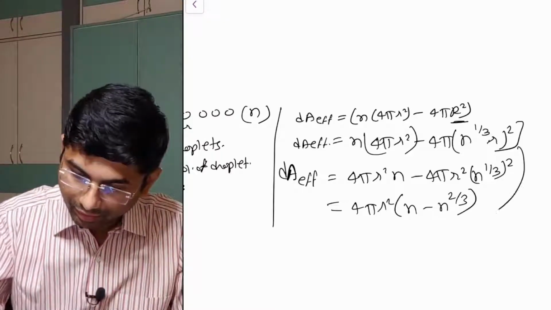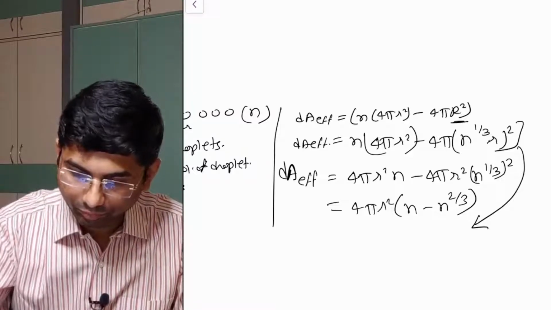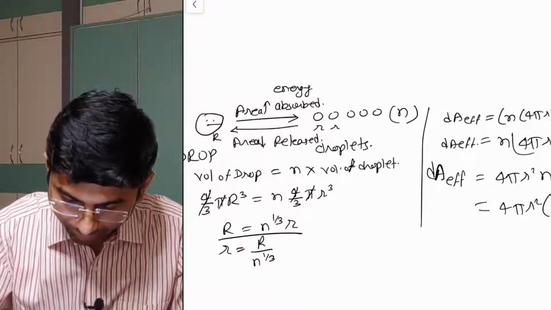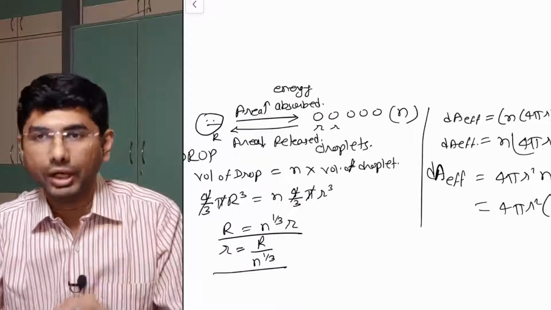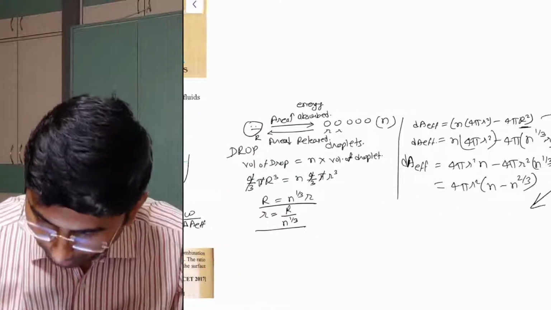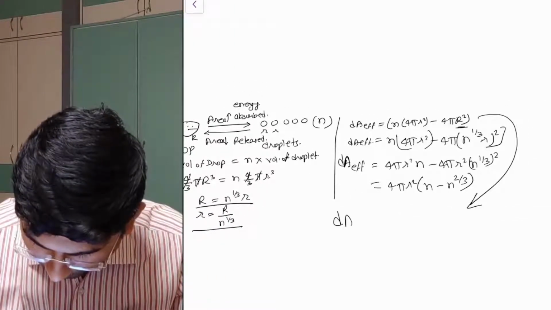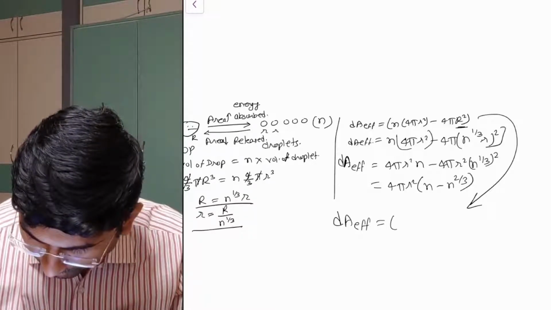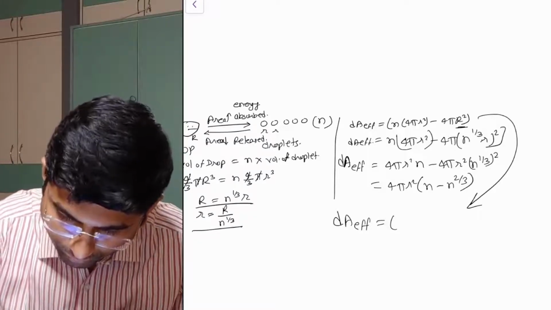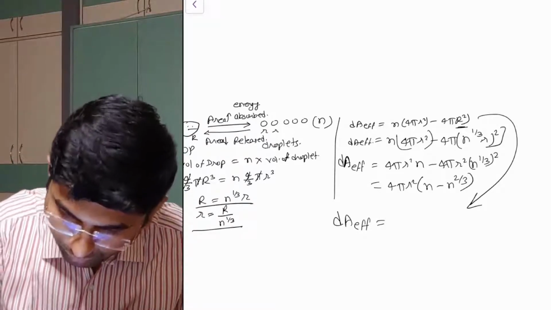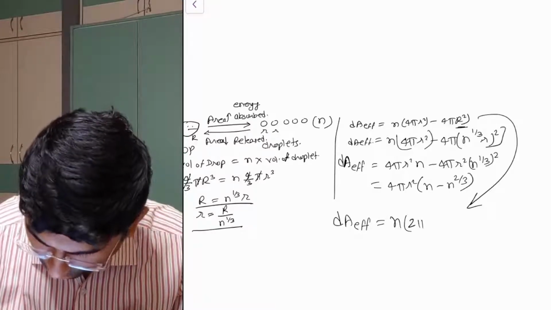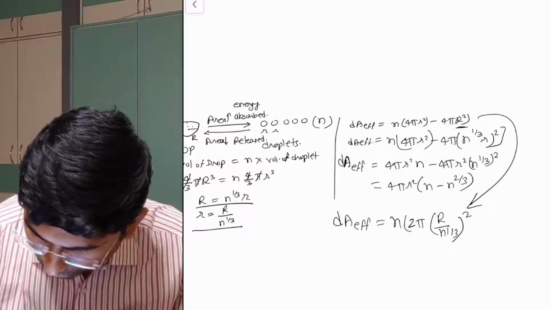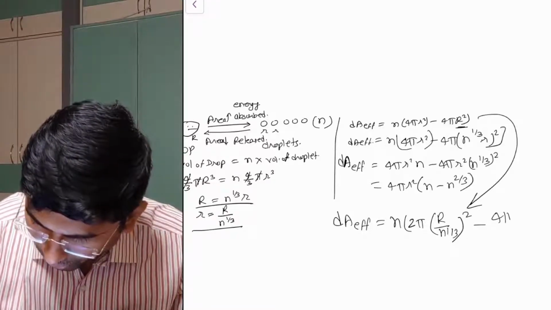Now secondly, I can replace this in the first formula. The same formula can be replaced with the help of this relationship. Now I am trying to replace the small r. After replacing this, the formula for dA, the effective change in area, will be like this: n times 4 pi, now this r is r upon n 1 by 3 whole square, minus 4 pi r square.